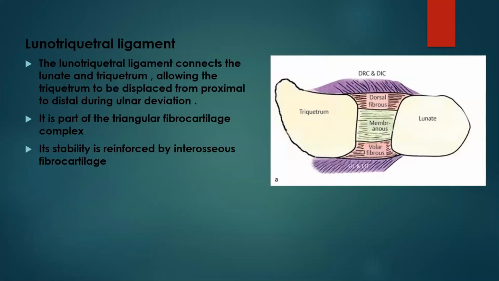Lunotriquetral ligament. This connects the lunate and triquetrum, allowing the triquetrum to be displaced from proximal to distal during ulnar deviation. It is part of the triangular fibrocartilage complex. Its stability is reinforced by interosseous fibrocartilage.